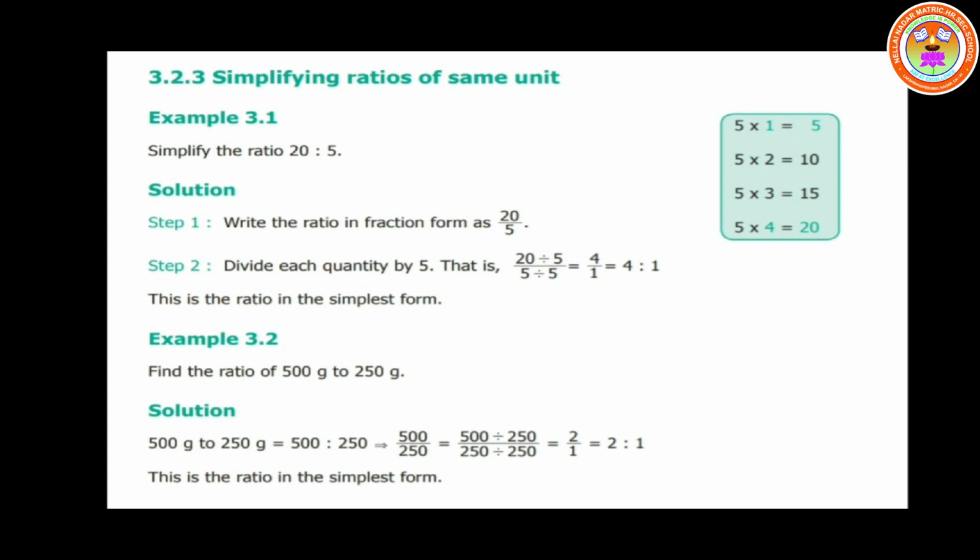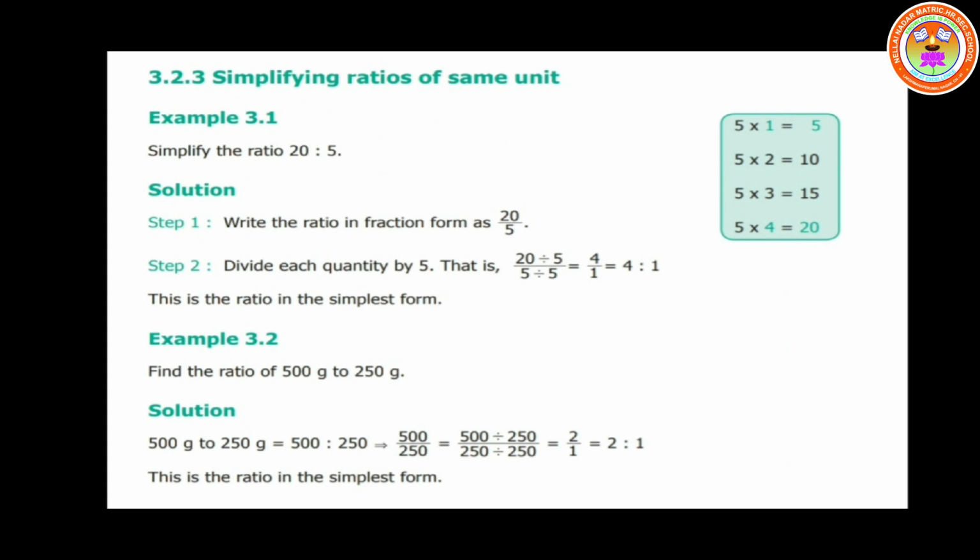Now look at that box. They have given 5 ones are 5, 5 twos are 10, 5 threes are 15 and 5 fours are 20. So 20 divided by 5, how much will we get? 4. In the 5 table, 20 will go 4 times. So 4 is your answer. And 5 divided by 5 is 1. So finally the ratio is 4 is to 1.